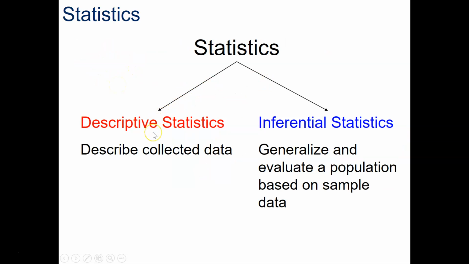So we have what are called descriptive statistics and inferential statistics. Descriptive is we collect some data and then we just describe what's going on with that. Inferential is we look at a sample of data. However many people or things we take data points of, we then use that to generalize something about a greater population.